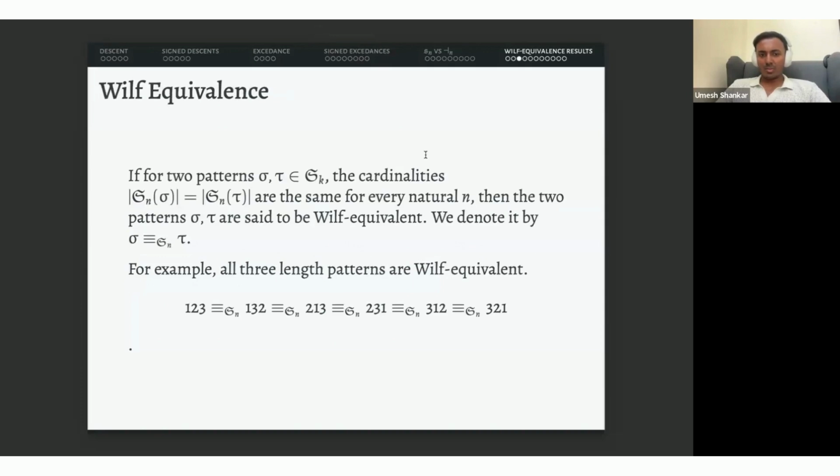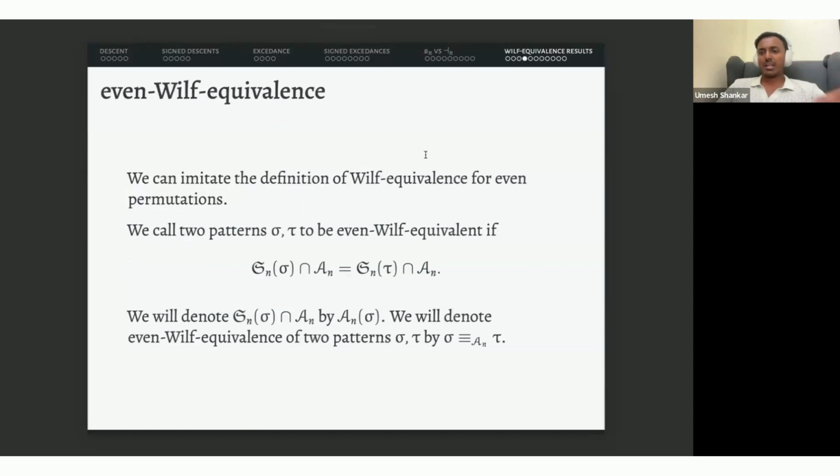Now we will define what Wilf equivalence is. For 2 patterns sigma, tau in S_k, if the cardinalities of S_n(sigma) and S_n(tau) are the same for all natural numbers n, then the 2 patterns are said to be Wilf equivalent. We denote it by sigma is equivalent over S_n to tau. For example, all length 3 patterns, 123, 132, 213, 231, 312, 321, are Wilf equivalent. All of them are Wilf equivalent. So we are going to imitate this to look at the counterparts of these results for the alternating subgroup.